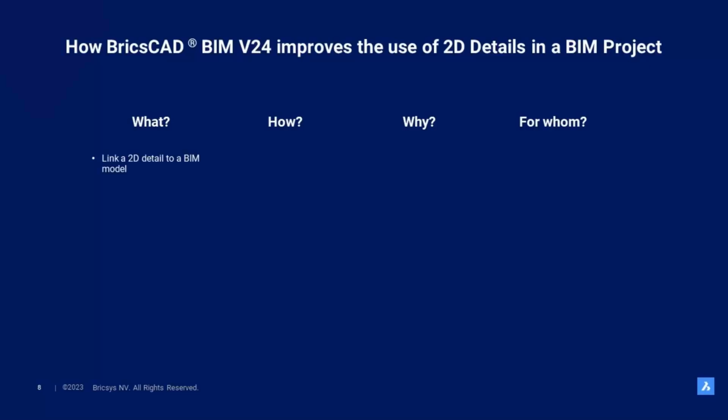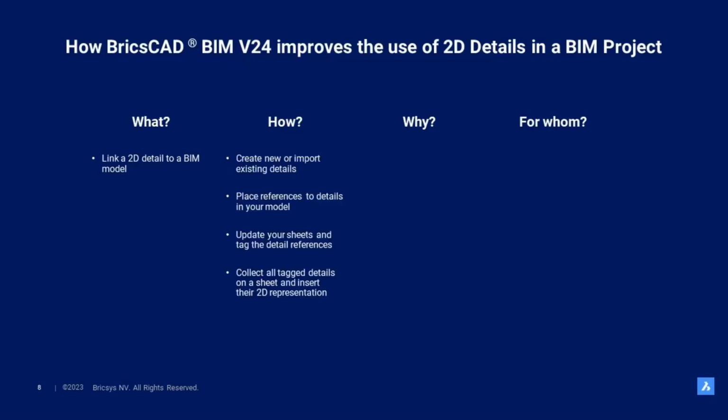What is it? It is a way of linking a 2D detail drawing to a BIM model. The 2D detail can be existing or new. How do you do that? You create a new detail file or import a DWG file that contains your existing detail. The layout view of that file is the 2D representation of your detail.